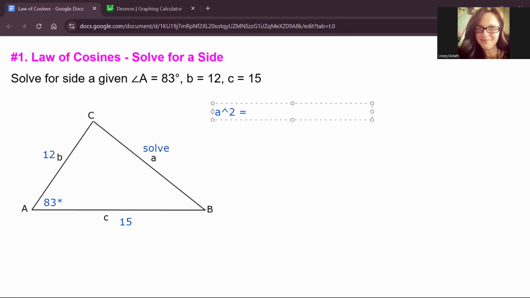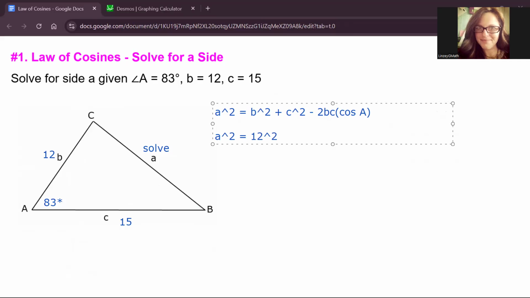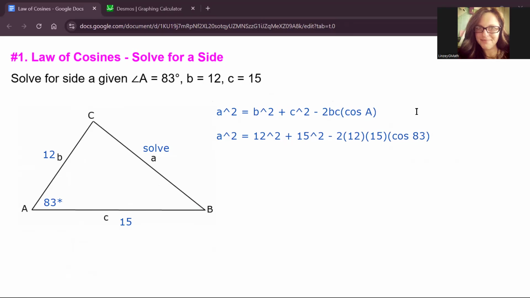A squared is equal to b squared plus c squared minus 2 times b times c times cosine of angle A. And we'll fill in our formula. A squared, we're looking for side A. B is 12. 12 squared plus 15 squared minus 2 times 12 times 15 times cosine of angle A, 83 degrees. And we'll make sure that our calculator is in degrees.